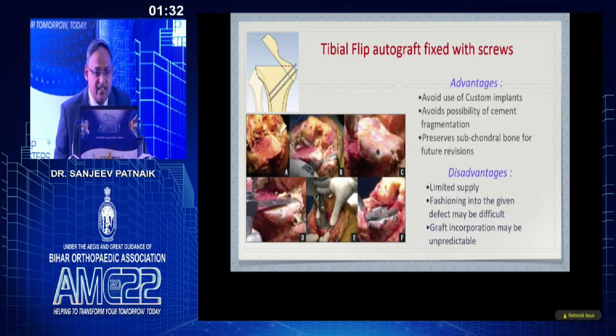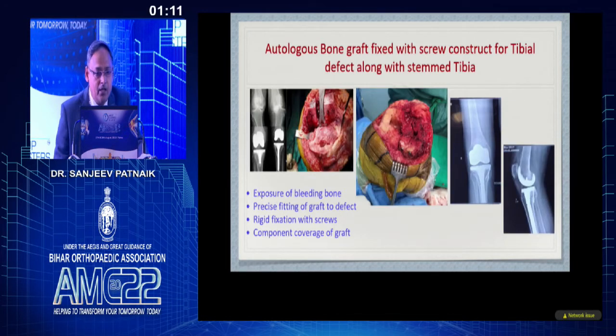Now this is an example of tibial flip autograft fixed with screws. The advantage is you can avoid use of customized implant and avoid the possibility of cement fragmentation. It preserves the subchondral bone for future revision. But the disadvantages are the limited supply of bone graft, fashioning into the given defect may be difficult, and graft incorporation may be unpredictable.